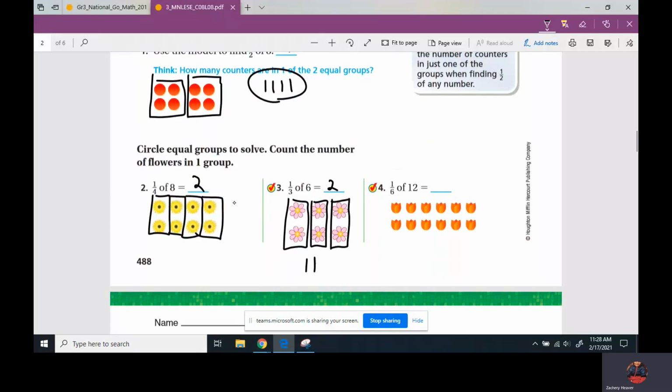Same thing here. How many times can 6 go into 12? 6, 12. It's going to be 2 in each group. 1, 2, 1, 2, 1, 2, and so on, guys. So each of these has 2. 1/6 of 12 is 2. 1/3 of 6 is 2. 1/4 of 8 is 2.